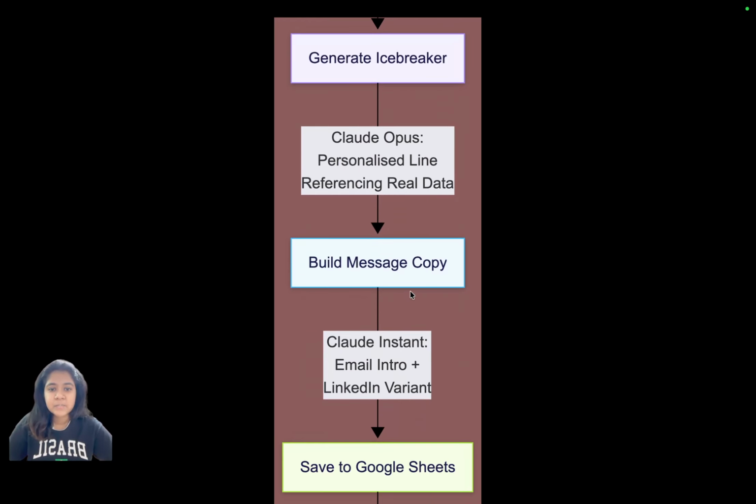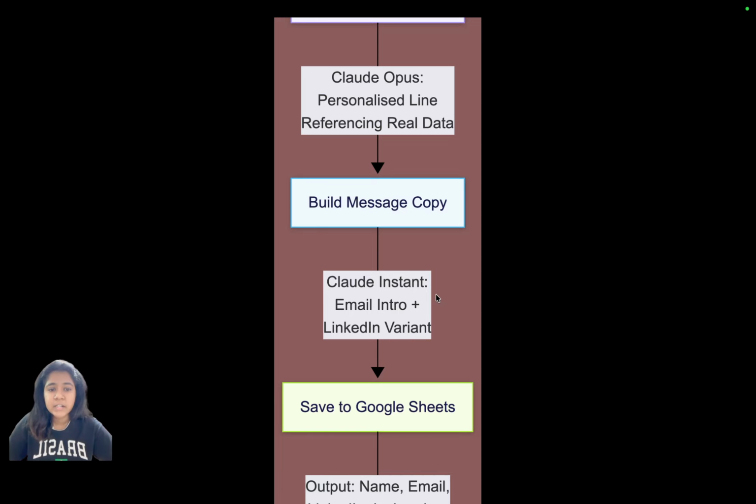Step number 7 is build the message copy. Claude Instant, a faster, cheaper model, now takes the icebreaker and builds out a full message. It writes an email version and a LinkedIn version, different tone with the same context. The email is a bit longer and more formal. The LinkedIn message is shorter and conversational. You can give Claude a template here that matches your voice.